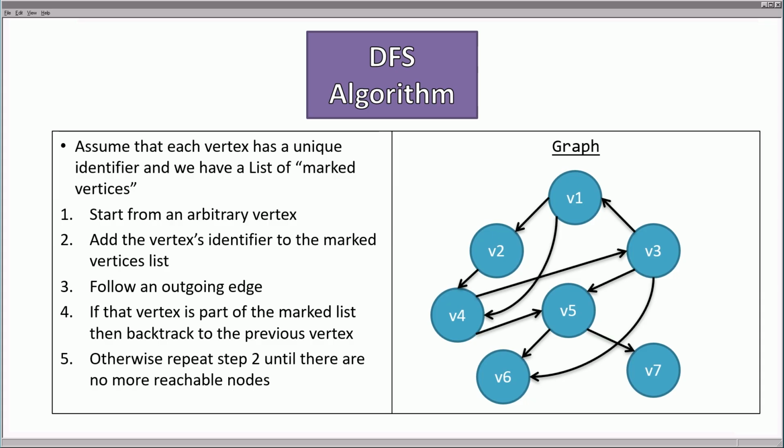The main idea of any depth first search algorithm is we're going to keep following a path until we reach a dead end. And then what we do is backtrack and then try a different path. So first what we do is we start from an arbitrary vertex. We can start from v1, v5, v4, wherever. Now once you've picked that vertex, add the vertex's identifier to the marked vertices list. Then we have to follow some outgoing edge. If that vertex is already a part of the marked list, then we need to backtrack to that previous vertex. But otherwise, we keep repeating step 2 until there are no more reachable nodes. Let's see an example of how this works.